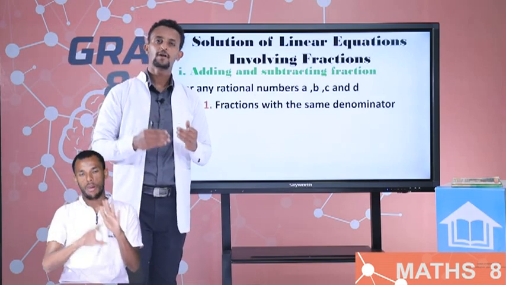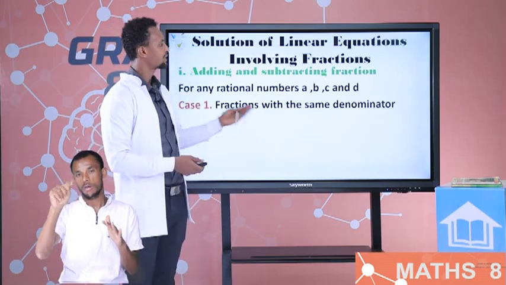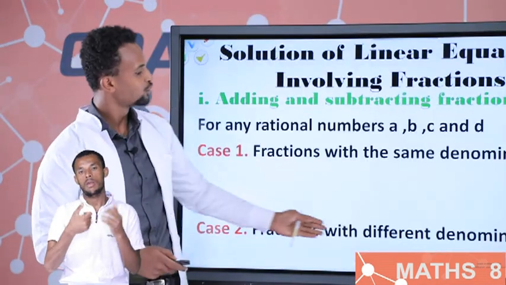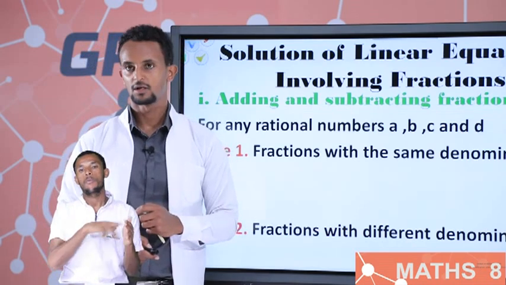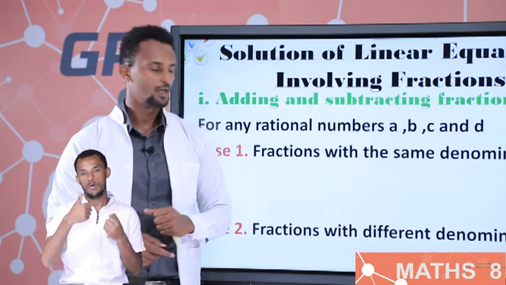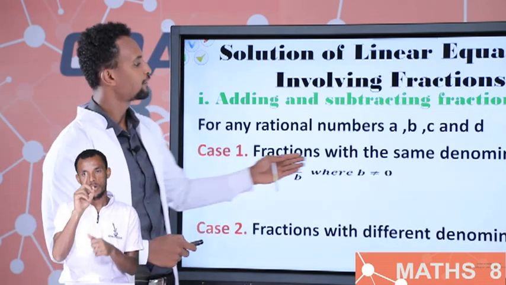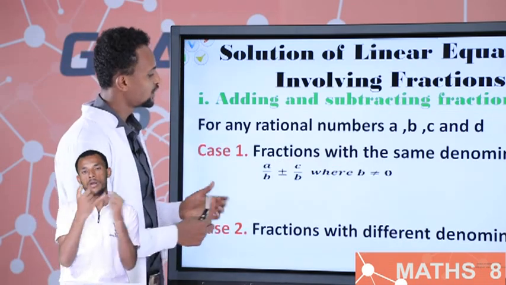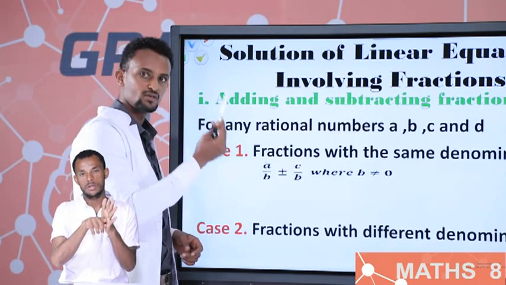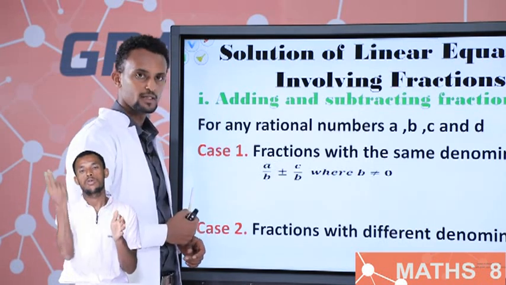If the fractions have the same denominator, it has its own property. The second one is fractions with different denominators. It has its own property. Therefore, the first one, in the case of fractions with the same denominator, as you see here, is a over b plus or minus c over b. If it is plus, we use plus. If it is minus, you can use the minus sign.